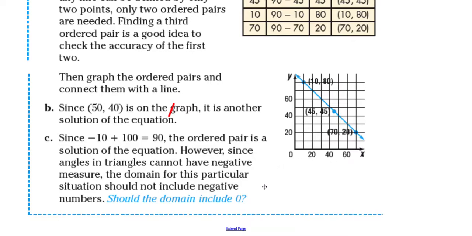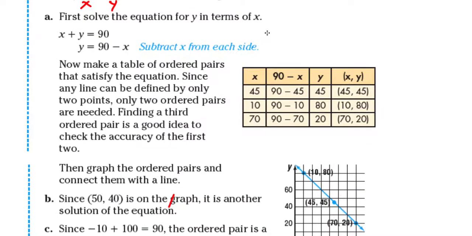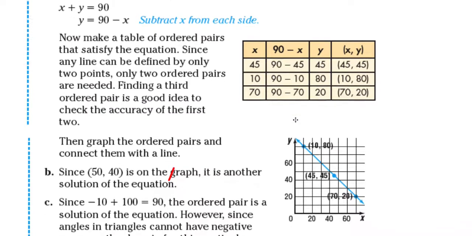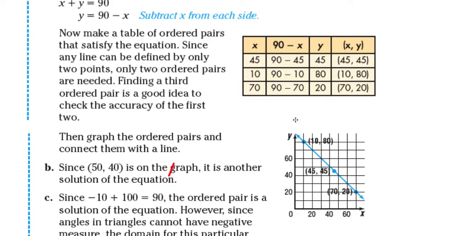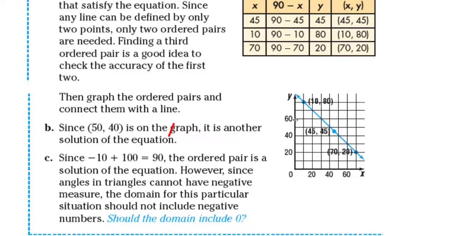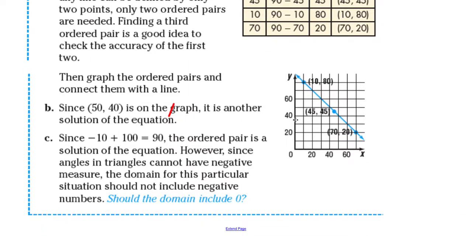A good question that will come up is, should the domain include 0? If you let x be equal to 0, this would not make sense, because if x were equal to 0, you would not form a triangle. To form a triangle, you need 3 angles, and if one of the angles is 0 degrees, it's not a triangle. So that answers that question.